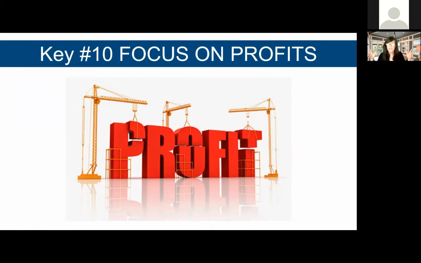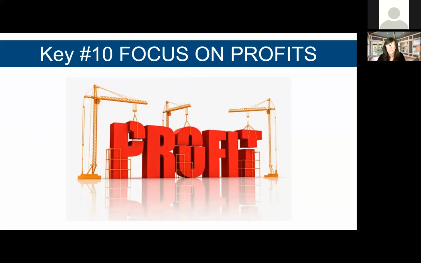So key number 10 is more of a high level cultural thing that I work with companies on every day, and that is how we get our employees focused on the big picture here. That it isn't just about recording something on your timesheet. It isn't just about making sure you always have enough work to do or that you look like you're busy.